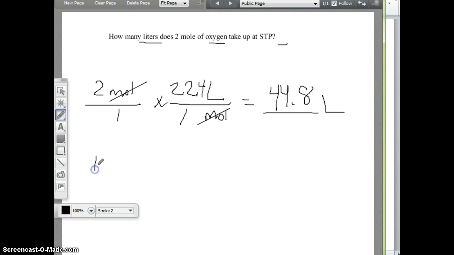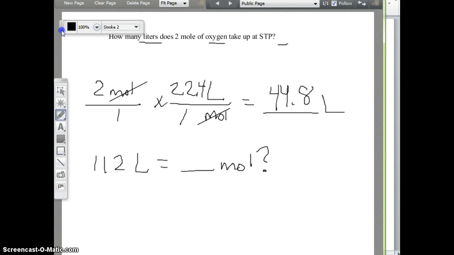Okay, so let's work backwards. Let's say I have 112 liters and I want to know how many moles is that. Okay, so again, start out by writing down what we know. So we know 112 liters. We're putting it over 1.